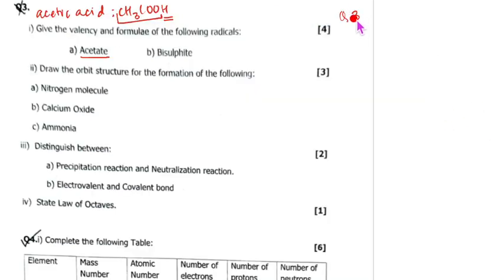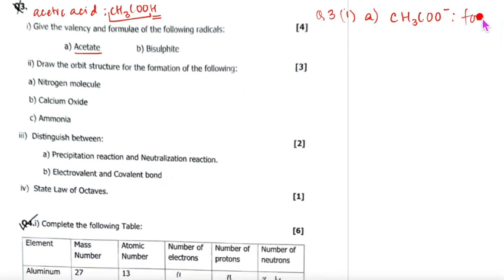So when it dissociates, it will have H1+ and this one is the acetate radical. So question 3, first part, your A, acetate group will be CH3COO1-. Now this is the formula and then the valency is going to be 1-.